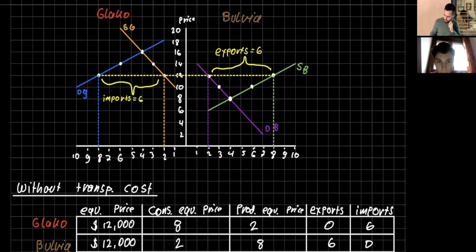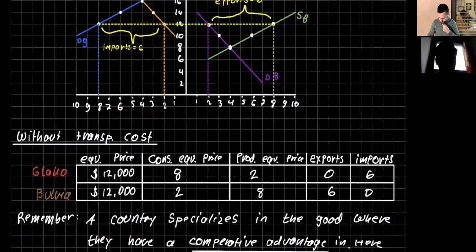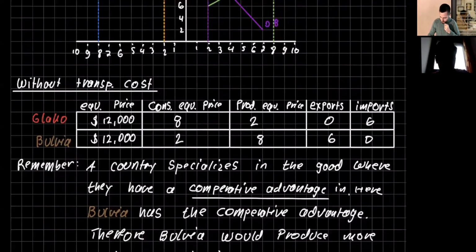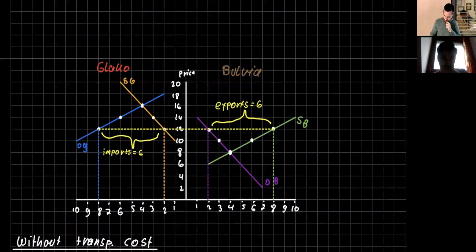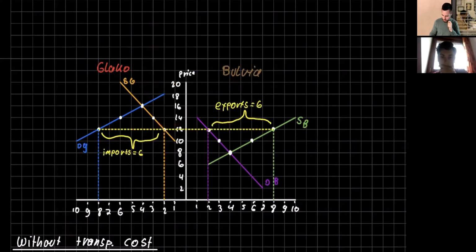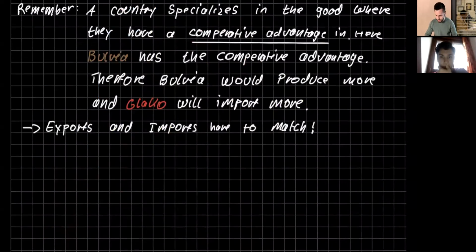Also exports, remember that only the country that has the comparative advantage will export the goods. So here it's Bolivia, and if you have a comparative advantage, you specialize and you export. So here it would be 6, and they would import 6. That's the answer to the first question. So you want the price to match, the imports being equivalent to the exports.